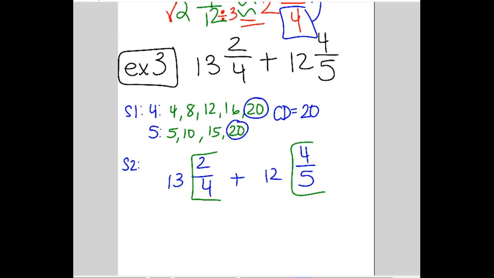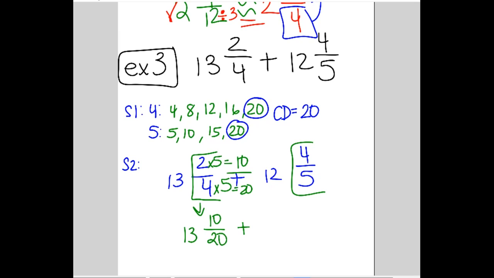So what do I need to do to that 4 to make it equal 20? 4 times what gives me 20? 4 times, yep, 4 times 5 gives me 20. Whatever I do to the bottom, do to the top. Now 2 times 5 gives me 10. So now this new mixed number is going to be 13 and 10 over 20.